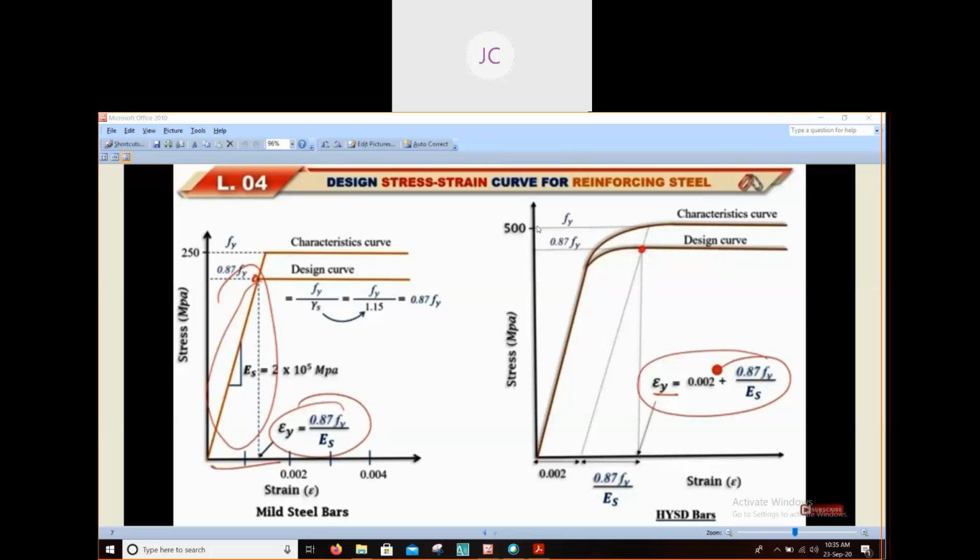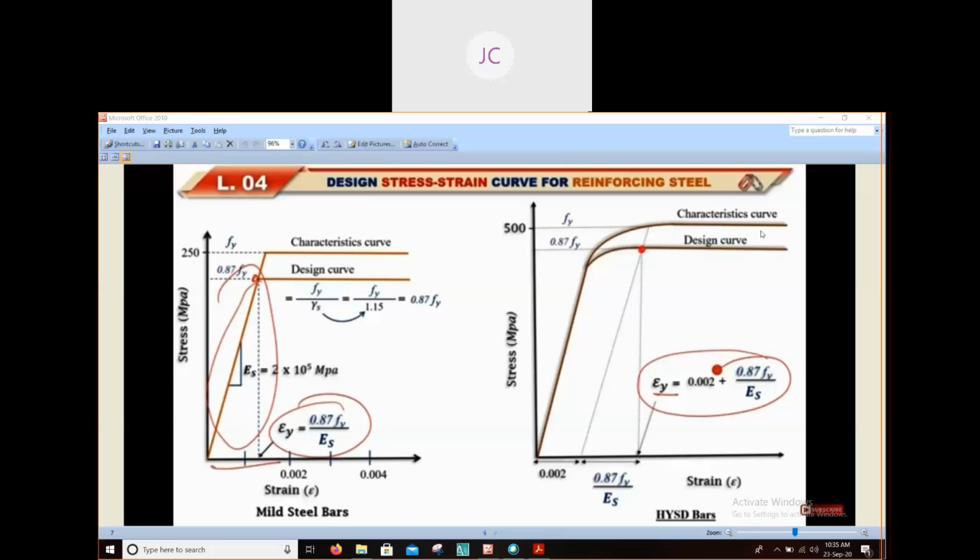HYSD bars can be of two types, one is Fe 415, another one is Fe 500. Say we are using Fe 500, so at this point you will get the maximum amount of stress. Beyond this point, if you remove the load also, you can see that some amount of strain remains.